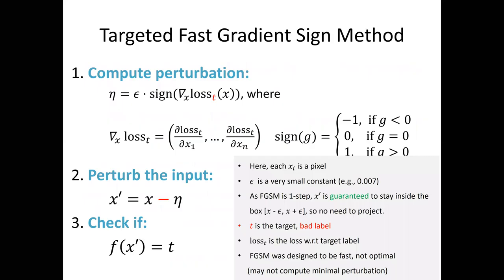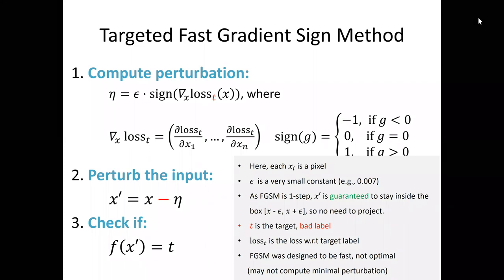Okay, so let's look at perhaps the most well-known white box attack. This is the FGSM, targeted FGSM, which stands for fast gradient sign method. And let's see what happens here. So let's just use the marker again here.